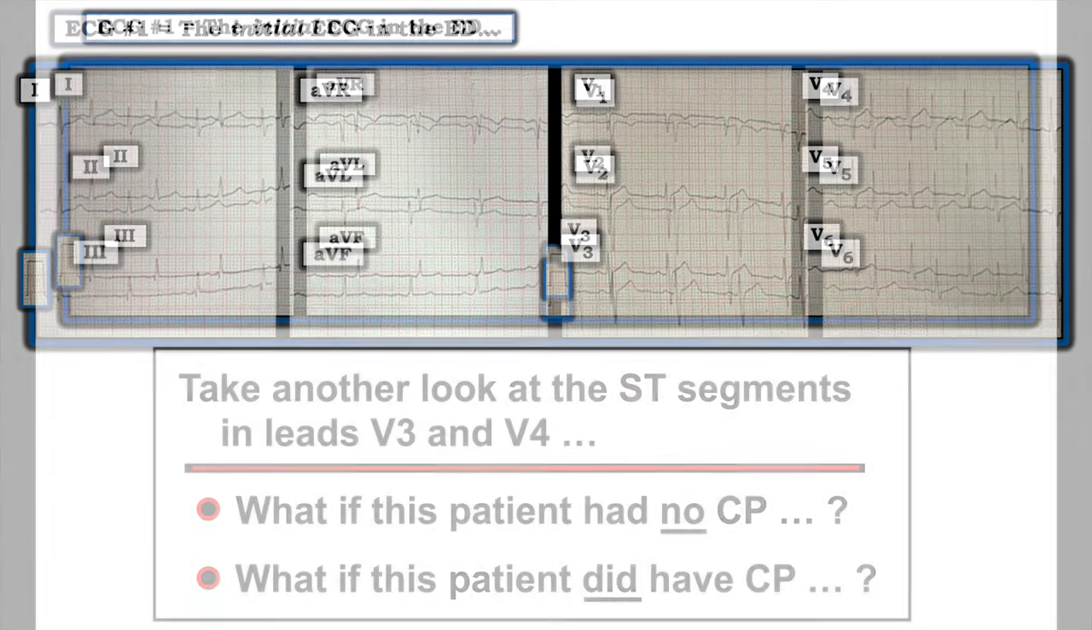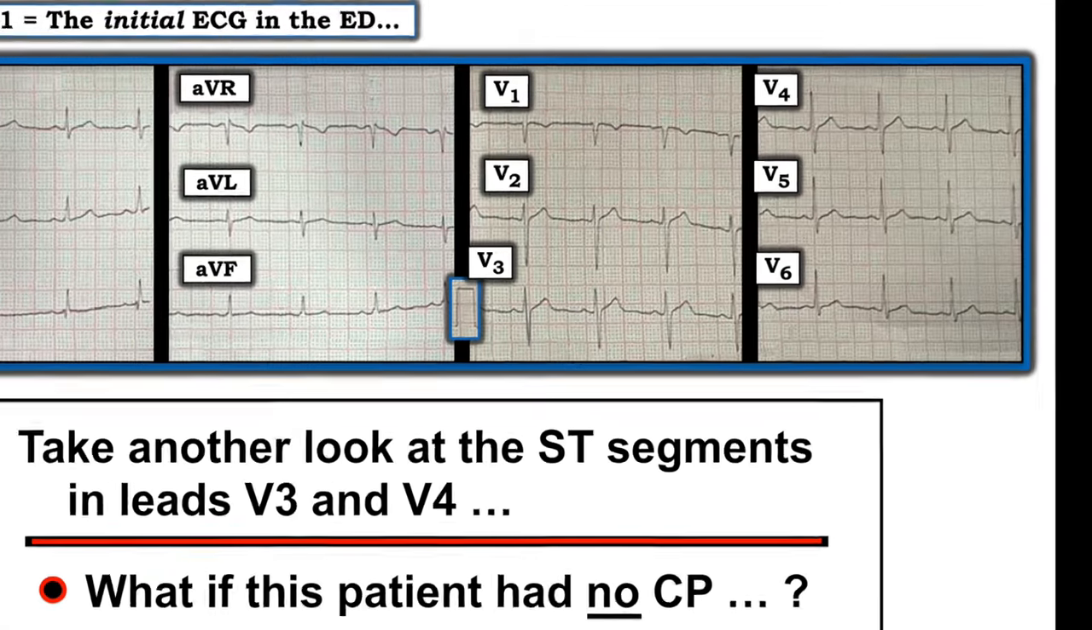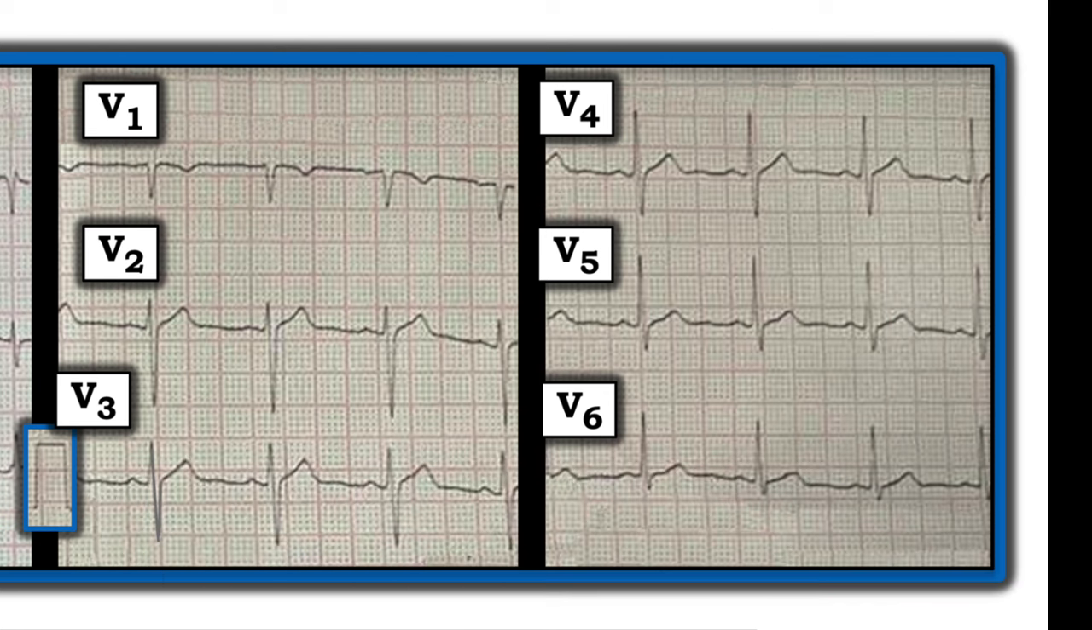Now, take another look at leads V3 and V4 and answer the question as to whether you think these ST segments and T waves are normal or unremarkable if the patient had no symptoms, no chest pain, maybe they had a preoperative ECG or something, versus if the patient has chest pain. And this emphasizes another point I really want to bring home: how important the history is in assessing patients with chest pain. Now, how many of you think, gee, this isn't dramatically abnormal, but this ST segment looks a little bit straight, a little bit straight takeoff?